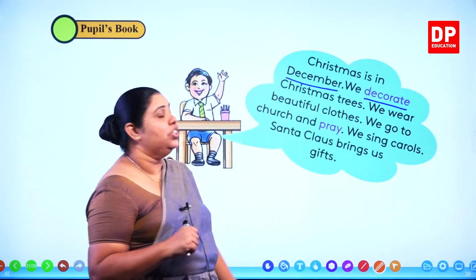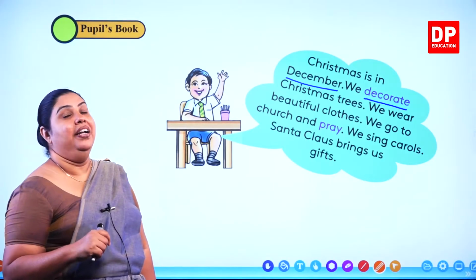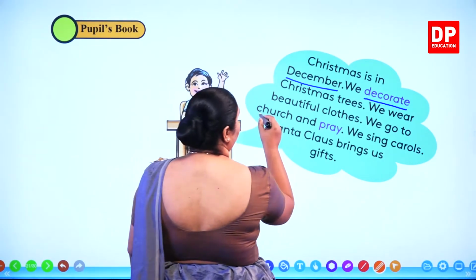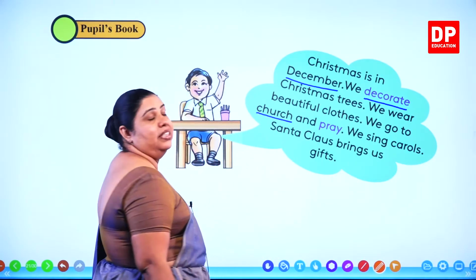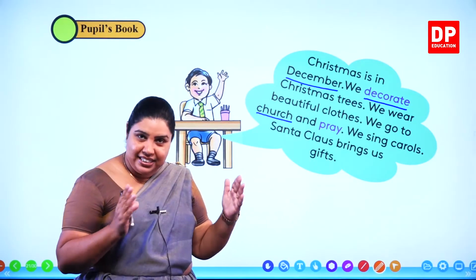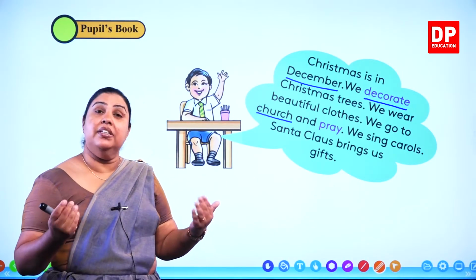We go to church and pray. Now like the Muslim people went to the mosque, we go to church and pray. Church, පල්ලියට යනවා. We go to church and pray. All these religious events, they have to observe.